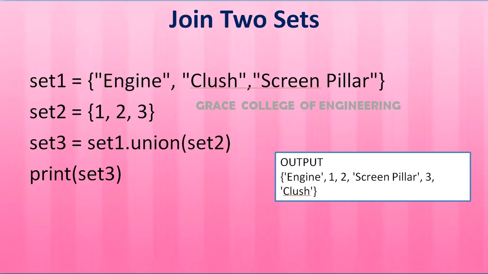Okay. Next, join two sets. Set1 is created, set2 is created, and set3 is equal to set1.union(set2). This union method returns a new set with all the items from both the sets. Okay. So print set3 means all the items will be displayed in the output. Output is engine, 1, 2, screen pillar, 3, clutch.